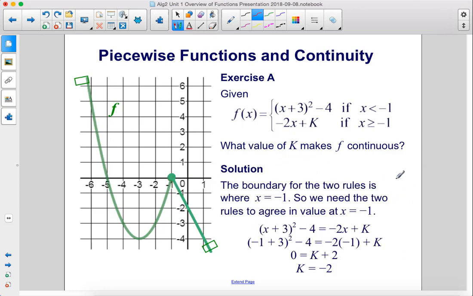The solution states the boundary for the two rules is where x equals -1. So we need the two rules to agree in value at x equals -1. Here's a way to solve this problem without using the graph at all. So if we could set these equal to each other at -1, we could solve for the k value of -2.